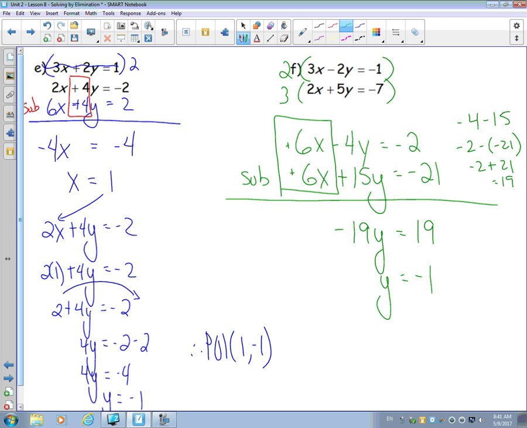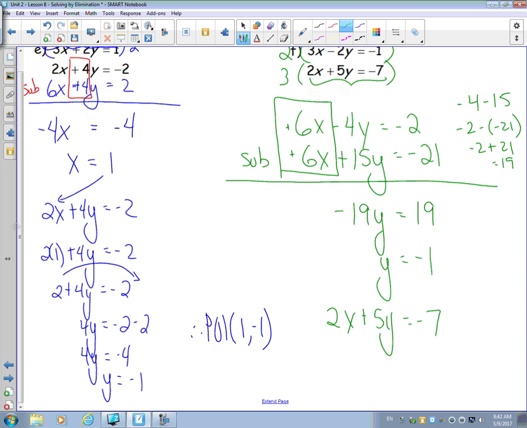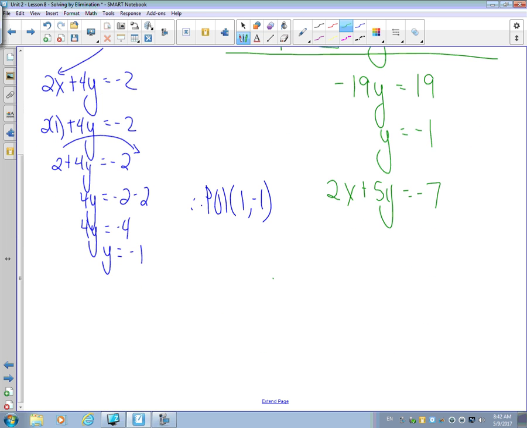Now I have to go back and get x. I'm going to go back to one of the easier equations. I can go back to one of the original equations. I'm going to take 2x plus 5y equals negative 7 and use that. You can use any of the 4 equations, the 2 originals or the 2 new ones, to solve for the second variable. So we know y is negative 1. So 5 times negative 1 is negative 5.